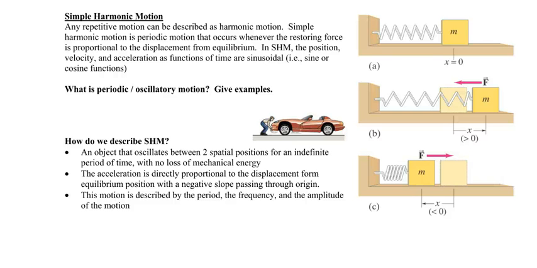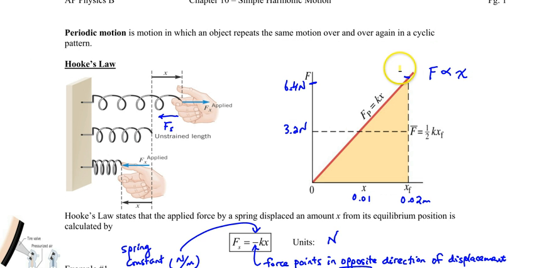This is a short discussion on what is simple harmonic motion. Now, our world is filled with a lot of different oscillations that repeat themselves, going back and forth. This type of motion is called periodic motion. And that's a motion, as you see at the top of the notes, where the object repeats the same motion over and over in this cycle.